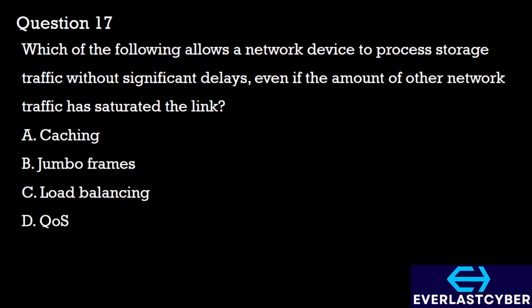Load balancing distributes network traffic across multiple paths to optimize resource utilization and prevent congestion on any single link. Now, while this can help to distribute traffic, it does not prioritize one traffic over the other. QoS, or quality of service, allows network administrators to prioritize certain types of network traffic over the others. So with respect to the question we have here, we'll be going with option D.